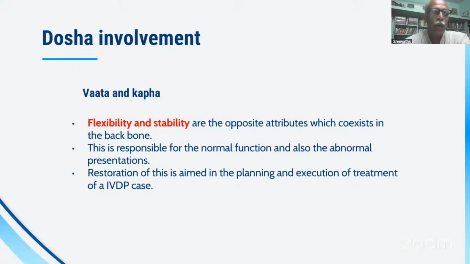So now, when we look from the treatment point of view, the Srotas involved have to be assessed, and the damage which has been done has to be calculated. And what we are doing ultimately is correcting the flexibility and stability of the spine totally. So restoration of this flexibility and stability is aimed in planning and execution of the treatment of an IVDP case.